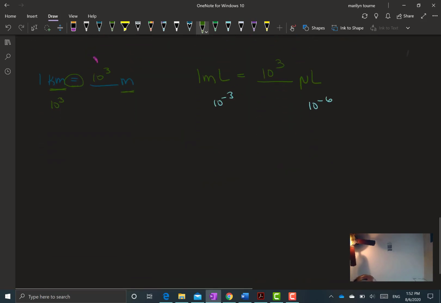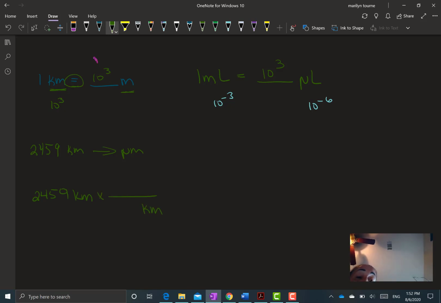So let's do one more example so you can see where this is going. If I had a problem which said I had 2,459 kilometers, and I wanted you to tell me how many micrometers that is, now you have to set this up as a problem. So I would start with 2,459 kilometers, and then I want to convert that, so I have to put the kilometer on the bottom so it can cancel, and what I want to get to, the micrometer, on the top.